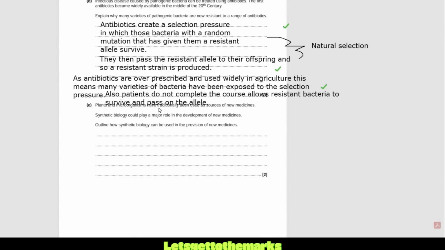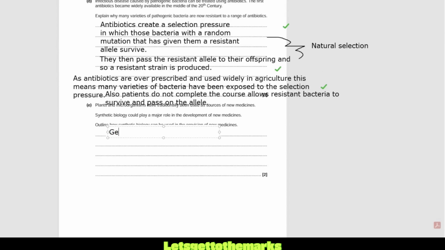Plants and microorganisms have traditionally been used as sources of new medicines. Synthetic biology could play a major role in the development of new medicines. Outline how synthetic biology can be used in the provision of new medicine. So just give an example of how we use synthetic biology to make medicines. So let's look at insulin, the most obvious example.